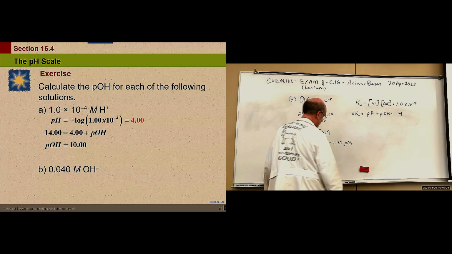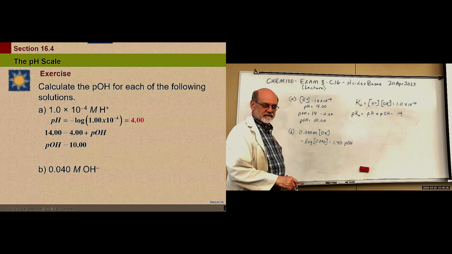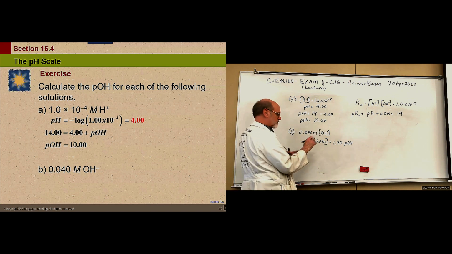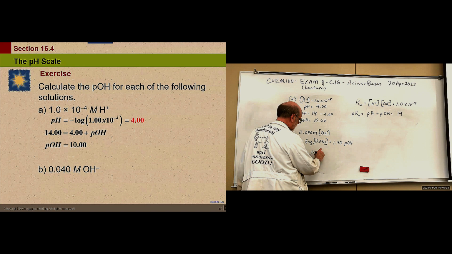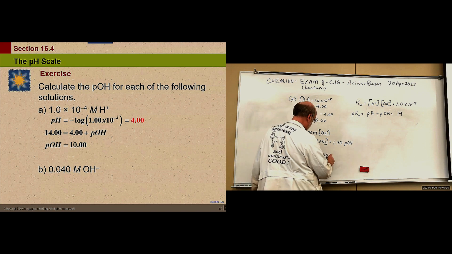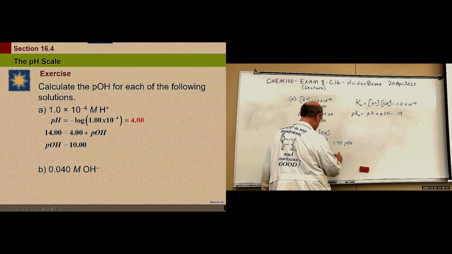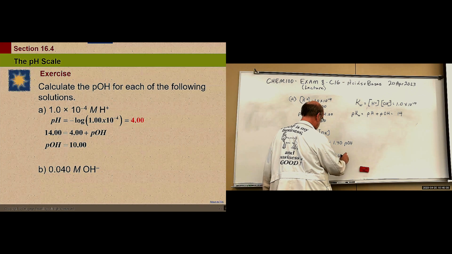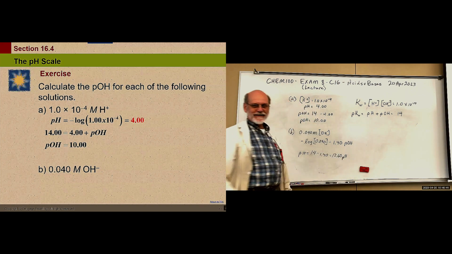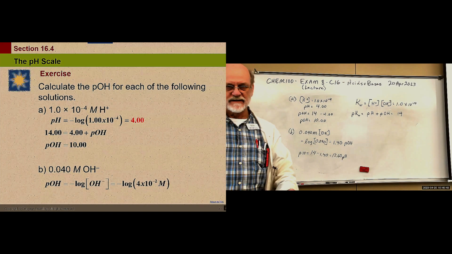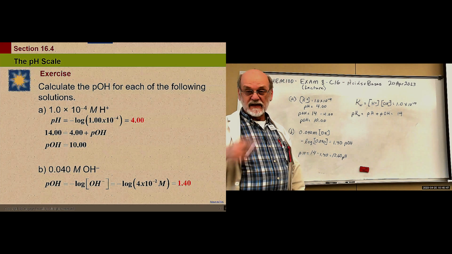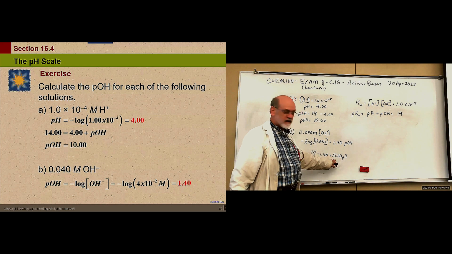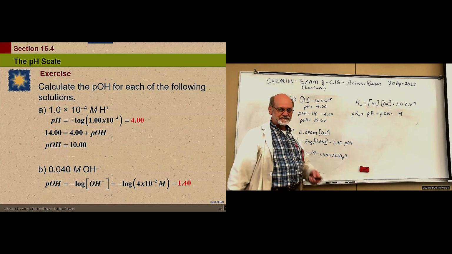POH. So what would the pH be? That's not the problem, but if we wanted to know the pH, we could say 14 minus 1.40, which is equal to 12.6. So that's the same answer we got before when we were looking for pH.